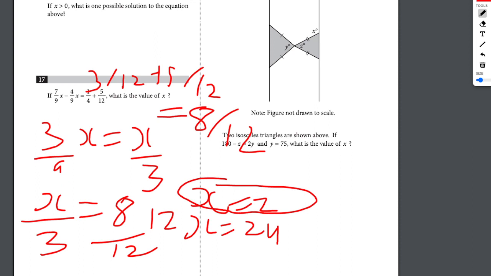You can plug it in here, you'll get 7 minus 4, which we said is 3 by 9x times 2, you'll get 6 by 9. Okay, and then here, what was it? It was 8 by 12, right? I mean, you can further simplify this. Divide by 3, 2/3, and 8 by 12 divided by 4 is also 2/3. So yes, x equals 2 is the answer for number 17.